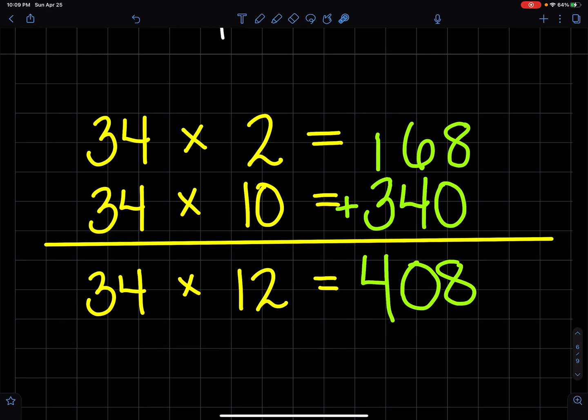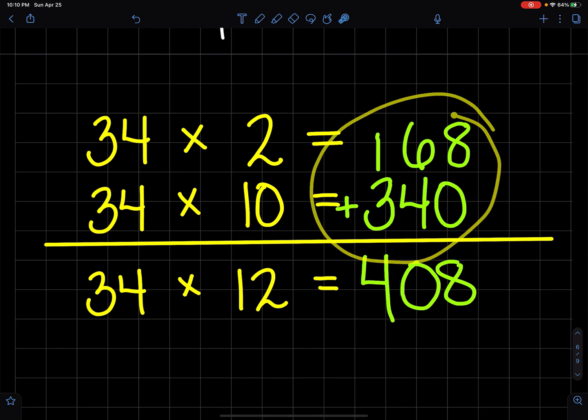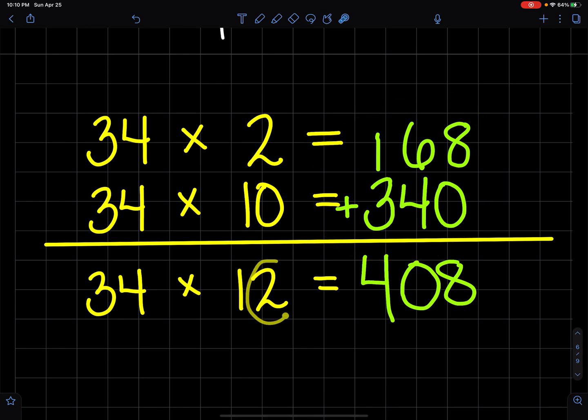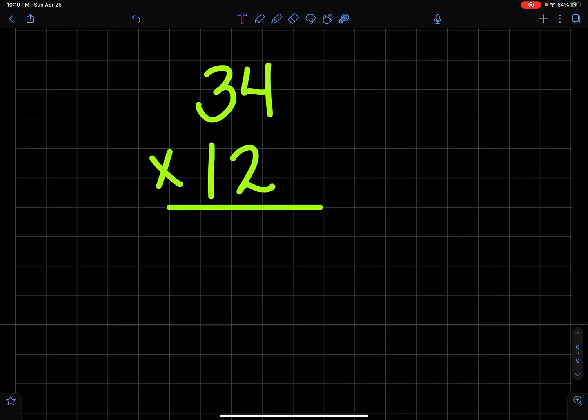And we got that just by doing 34 times the ones, 34 times the tens. So these are the ones, these are the tens. And then you add those together. So step 1, multiply by the ones. Step 2, multiply by the tens. Step 3, add them together, and you will get your answer. That's all there is to it.